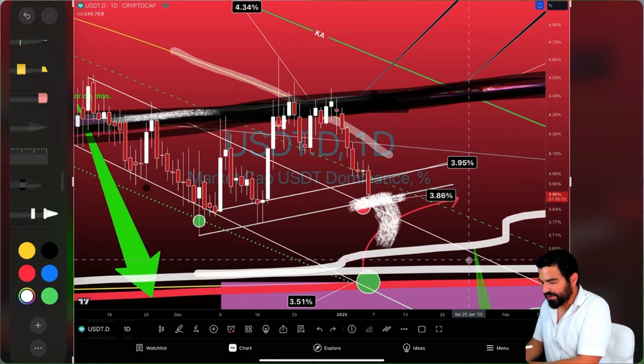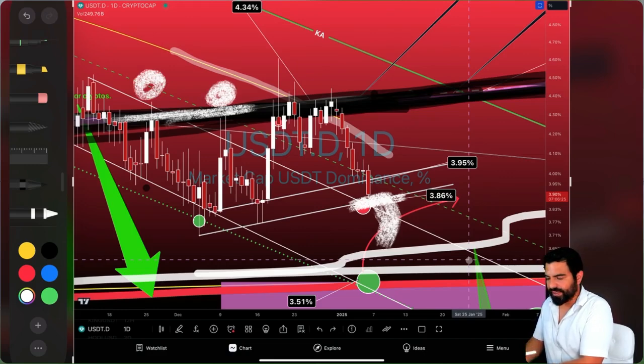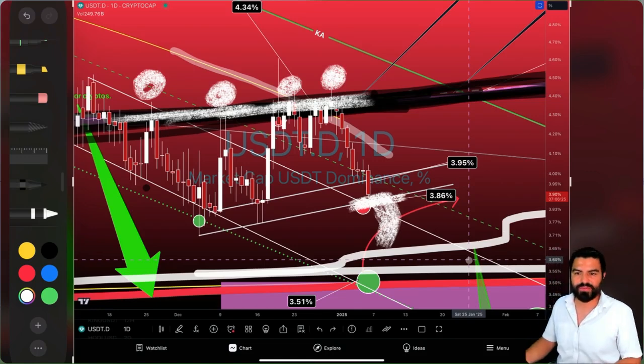So when we were here, this is a good time for cryptos. When we're here, this is a good time for crypto prices. And when we're here, this is a good time for crypto prices.